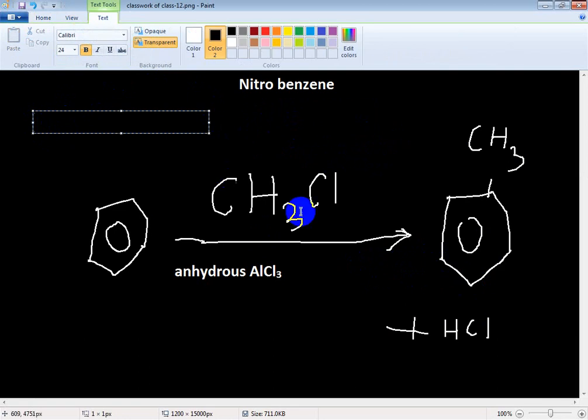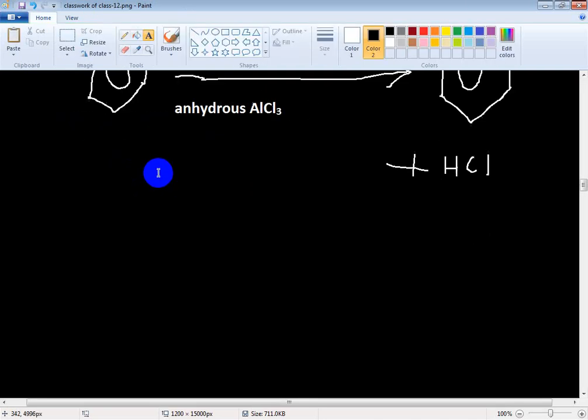The reaction mechanism is the same. At first, the electrophile is formed. In the first step, the electrophile attacks the benzene ring and forms a sigma complex. The second step is that a proton is removed from the product. This is called Friedel-Crafts alkylation.